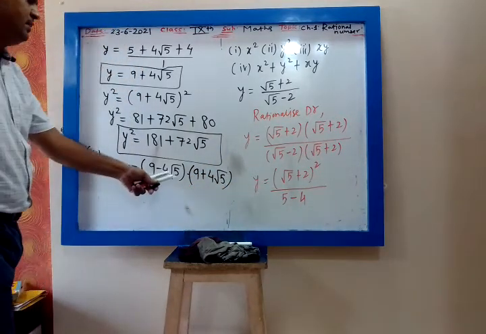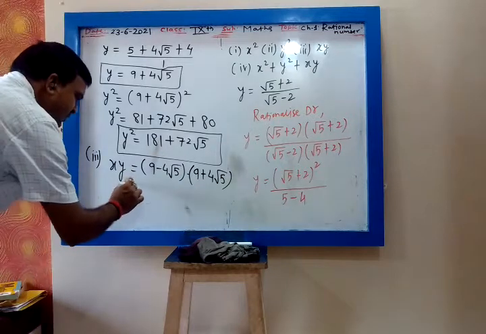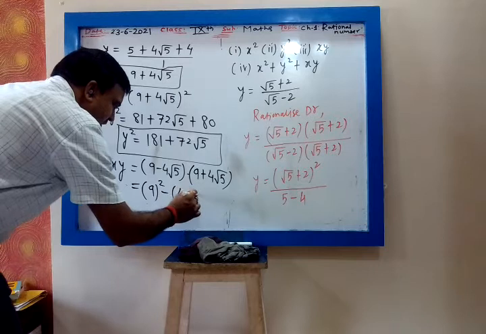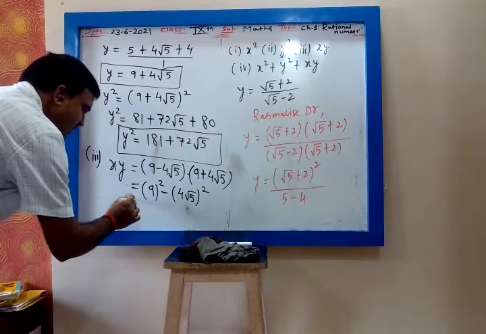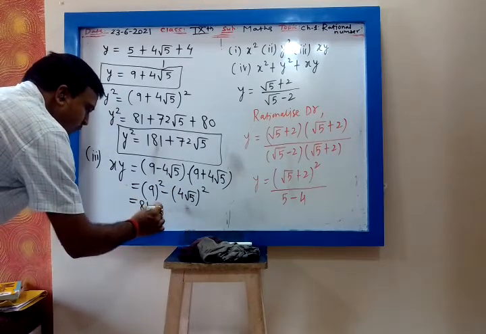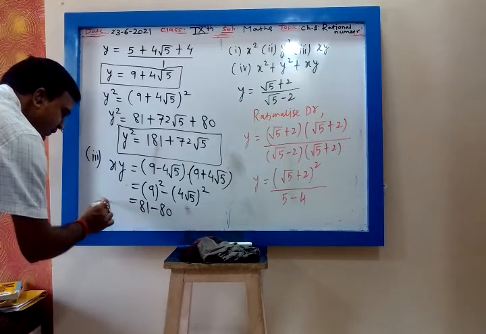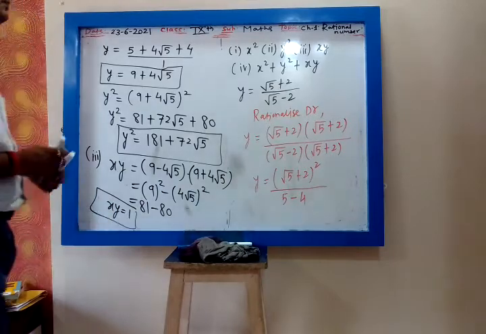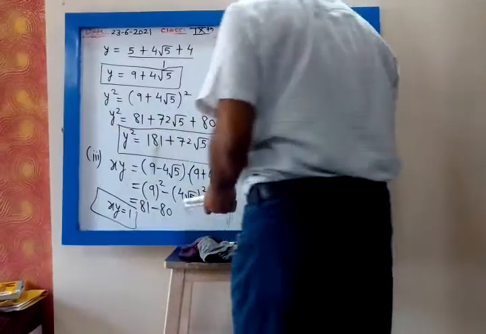Yes, so (a minus b) into (a plus b) is a square minus b square. So 9 square minus (4 root 5) square. 9 square is 81 and (4 root 5) square is 80. So xy is equal to 1. My xy is 1. Correct?